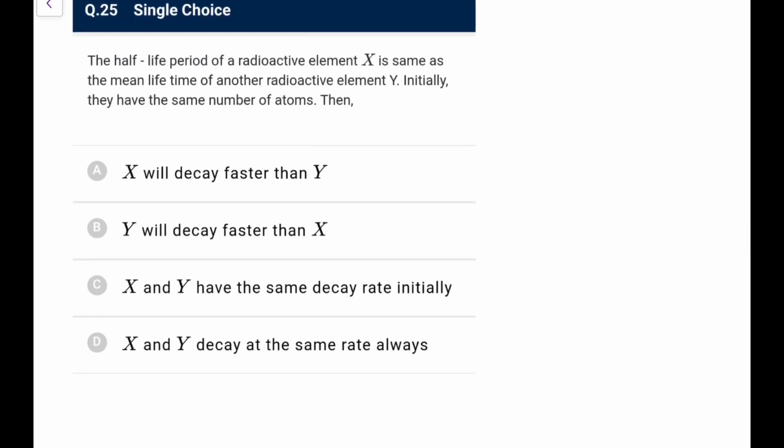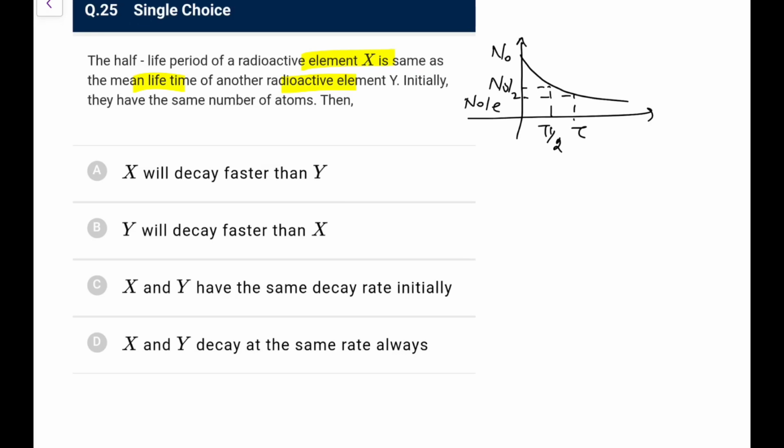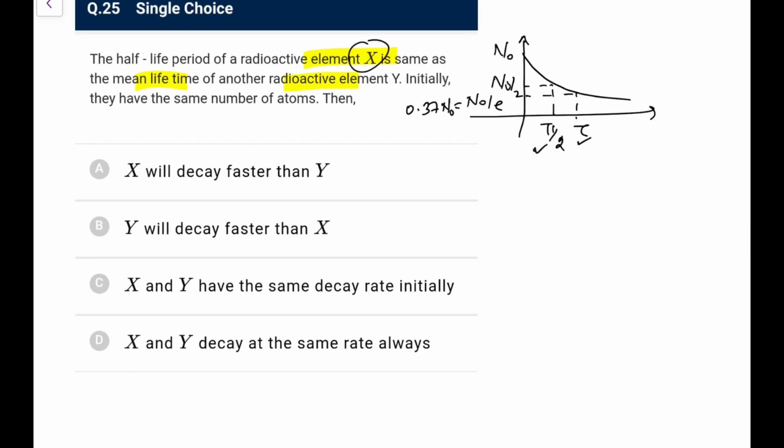The half-life of a radioactive element X is the same as the mean life of Y. Initially they have the same number of atoms. So first remember, for any radioactive decay, half-life T half is the time when the number becomes N naught by 2, and tau is the time when it becomes N naught by e, or you can say 0.37 times N naught. So by the time X reduces to half, Y reduces to 1 by e. That means Y has reduced more, that means Y is decaying faster than X, because by the time X has decayed 50%, Y has already decayed 63%. So Y is decaying faster than X.